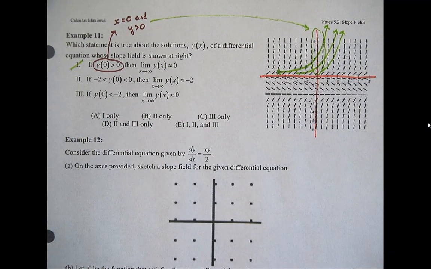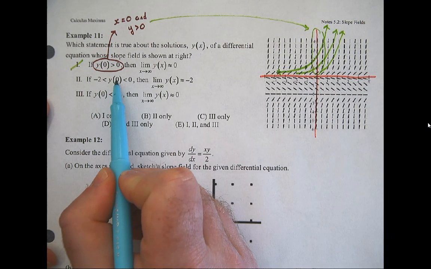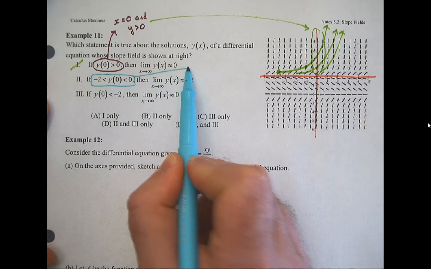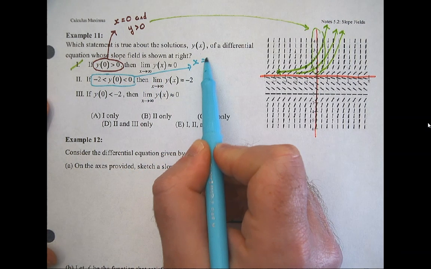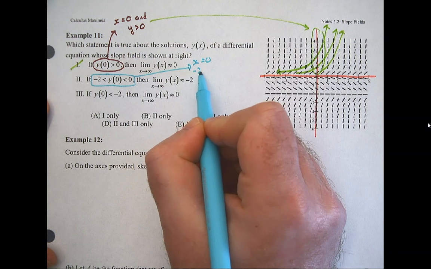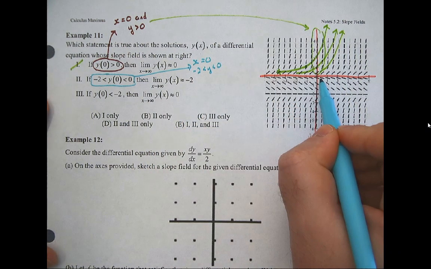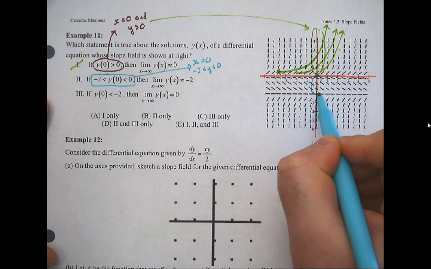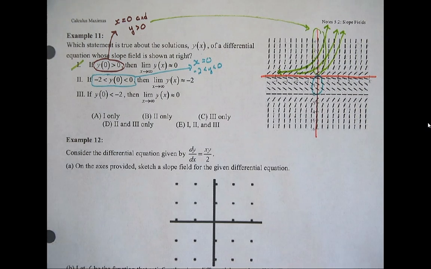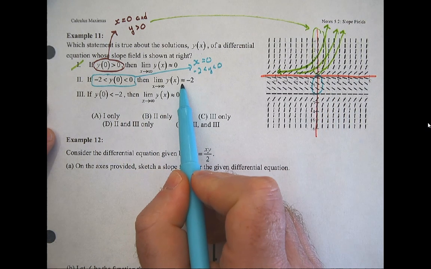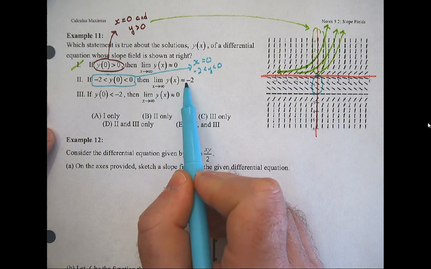Okay, the next one. You have to really think these through, and myself included. This is saying x is 0 and y is between negative 2 and 0. So that's all of these values. That's where x is 0 and the y values fall between negative 2 and 0. So this is negative 1, that's negative 2, negative 3, negative 4. Then the limit as x approaches infinity is negative 2.